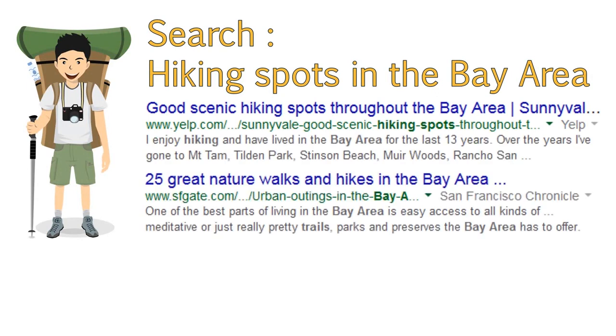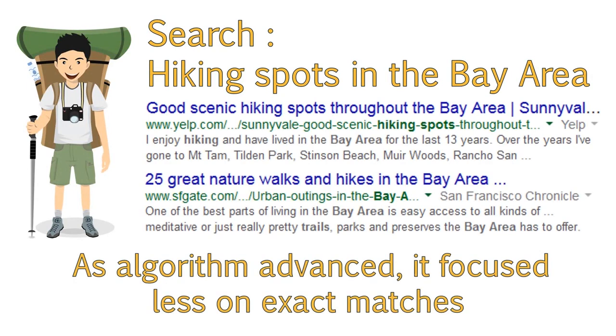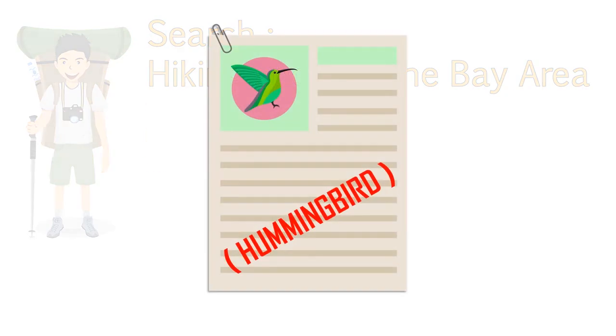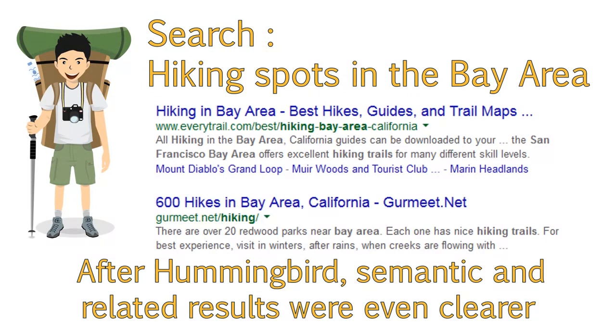As Google's algorithm progressed, less focus was placed on the exact term and the order of the words used. You would start to see results that included words relevant to my query, like hiking in Bay Area, as well as related words like throughout instead of the word in. These words are all bolded, as well as words like trails, because it is related. After Google's Hummingbird update, search results continued to improve. Now, instead of hiking spots, I continue to see bolded keywords like hiking trails. I also get some better local results added in.